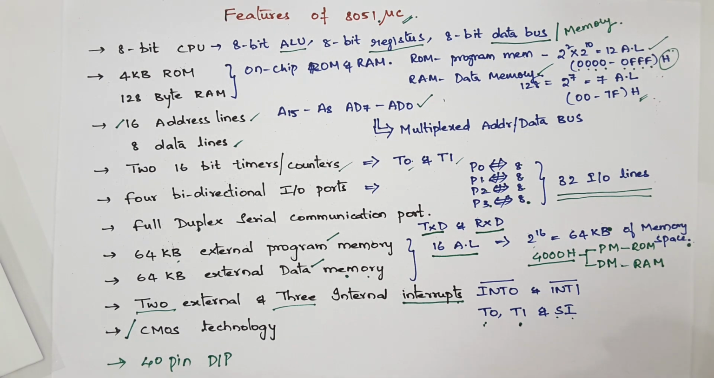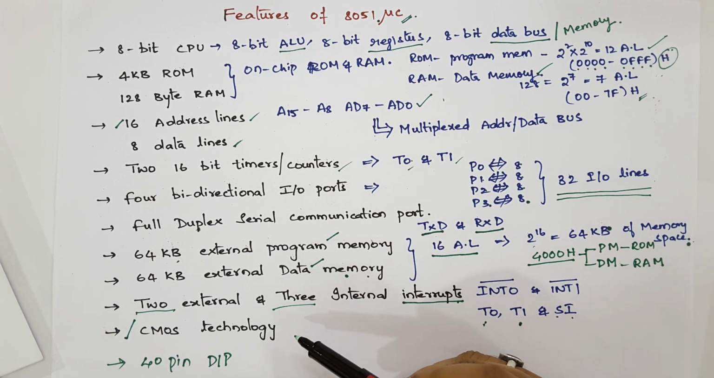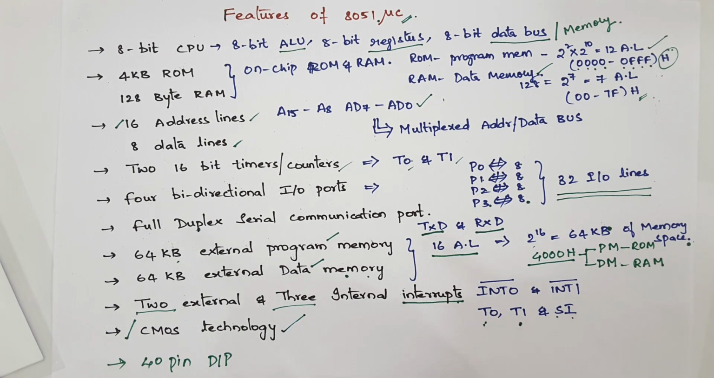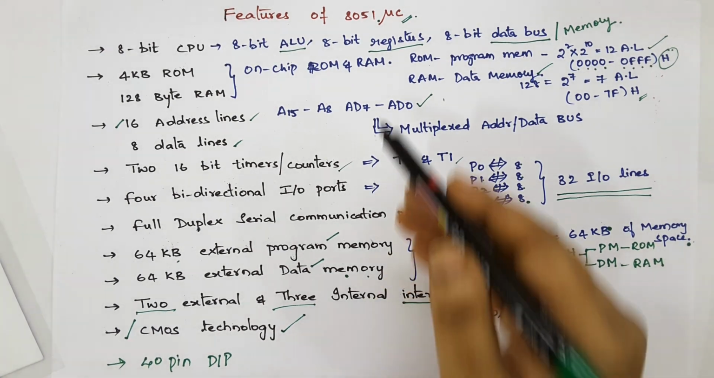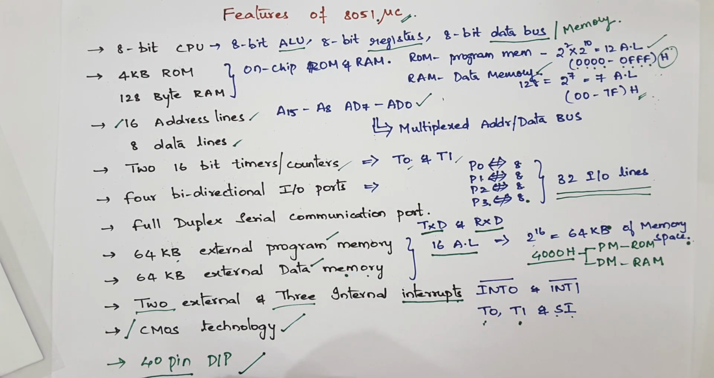Coming to the manufacturing technology. Originally, 8051 microcontrollers were developed using NMOS technology, but the use of 8051 in battery operated devices and their low power consumption led to the use of CMOS technology. 8051 is a 40-pin IC available in dual inline package.